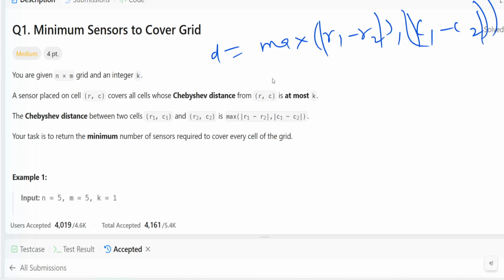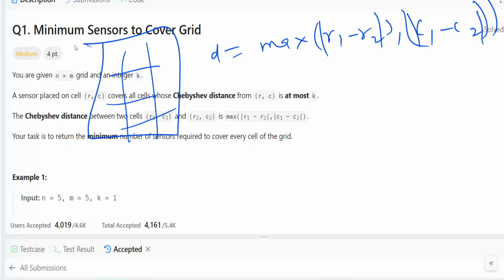So it means the sensor is placed, let's suppose some grid is there, right? You know, this is our row and this is our column, right? So at some point, let's suppose this R and C, it will cover the cells whose both row and column are at most k away, right? That we have to find. So the coverage area that we have to find, its side length becomes what? The square of the length, and that is 2k plus 1.